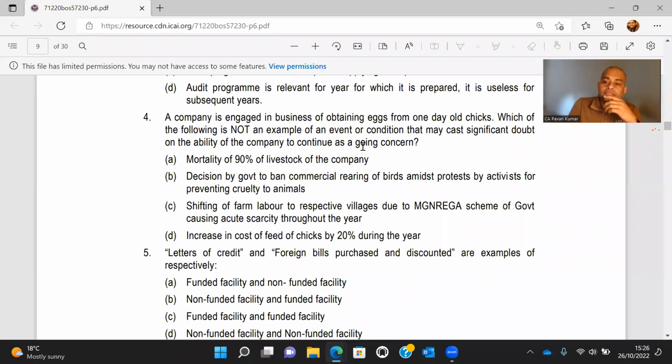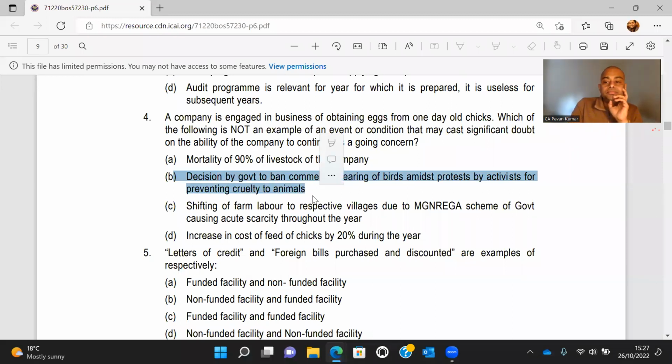Nazia, what do you think? Yes, sir. Obviously, 90% of the stock destroyed, 90% of the livestock mortality, that can be a significant challenge for the company. So this will disturb going concern. This may disturb. I'm not saying because of this the company is to be liquidated, but I'm saying it may lead to some challenge on going concern assumption.